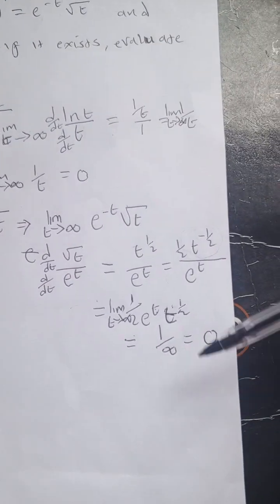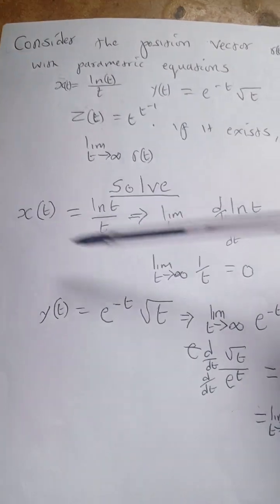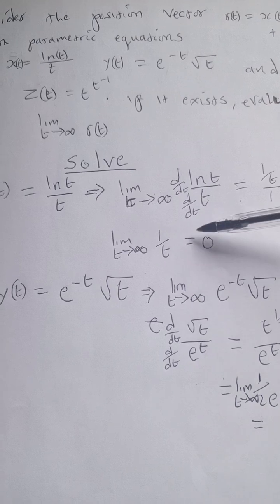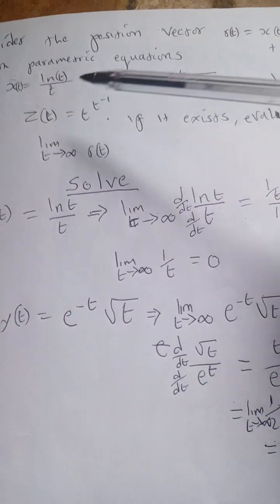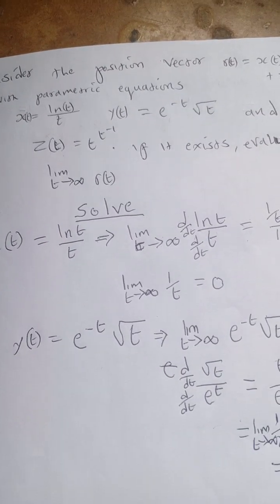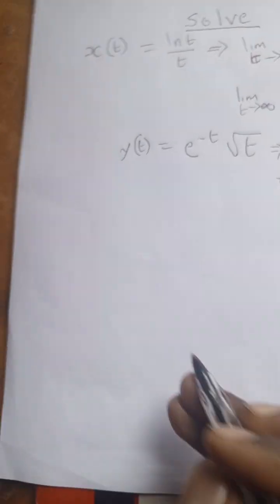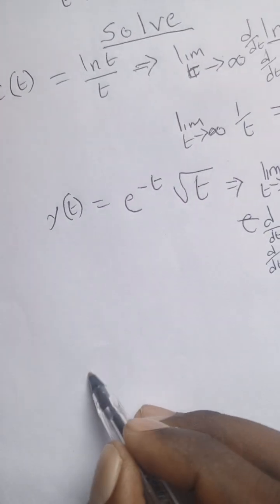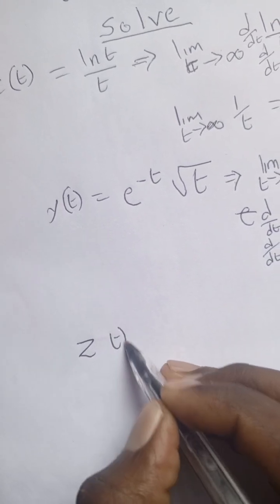So for the parameter yt, we have proved that it's 0. And the parameter for xt, we have proved that it's 0. What are we remaining with? We are remaining with the parameter of zt. So we also consider it alone, so that we try to find out the answer for the parameter.